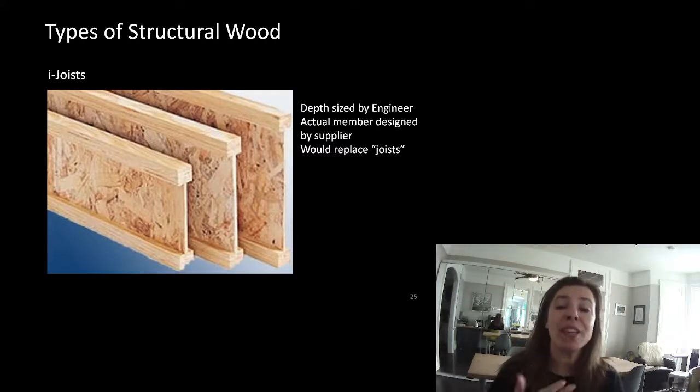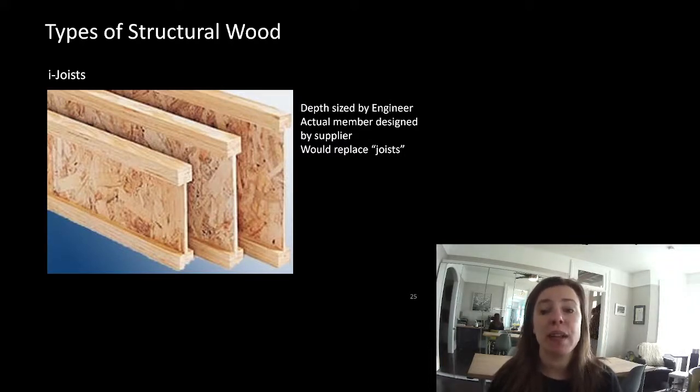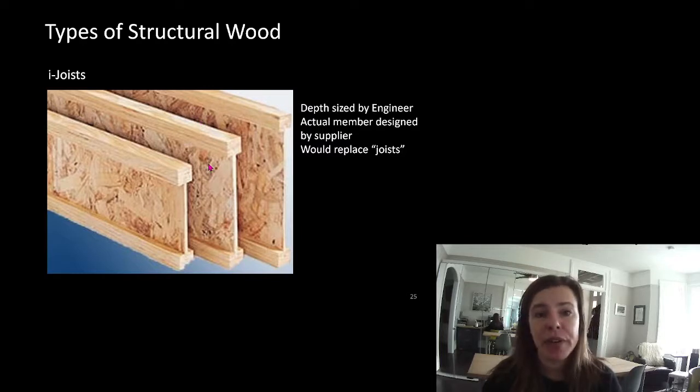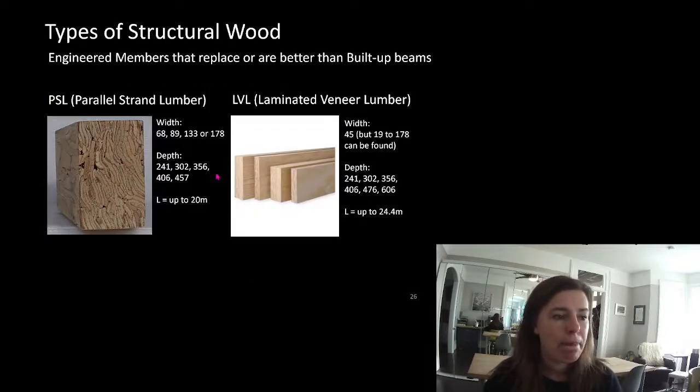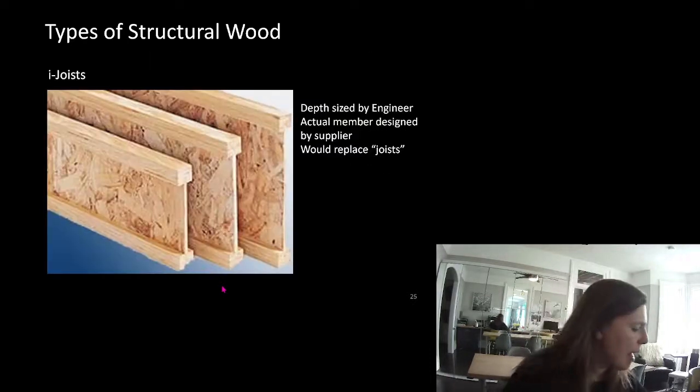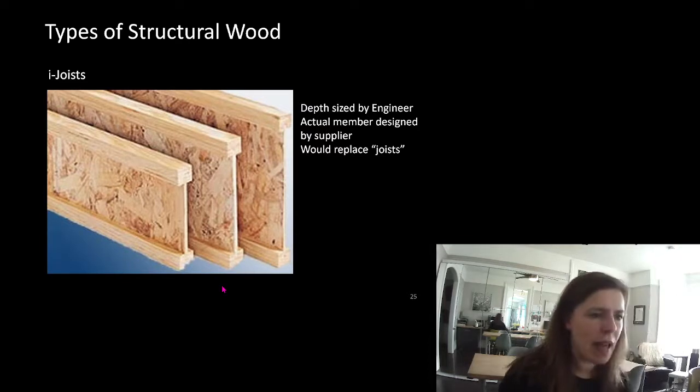But we can have engineered I-joists. So they're a manufactured product, and we would use them instead of joists. So I-joists instead of regular joists. You can see they look like a capital I, and that's why they're called I-joists. These are made by a supplier, but they come in standardized sizes, which I don't have written there. That's weird. I will add that into my slide.